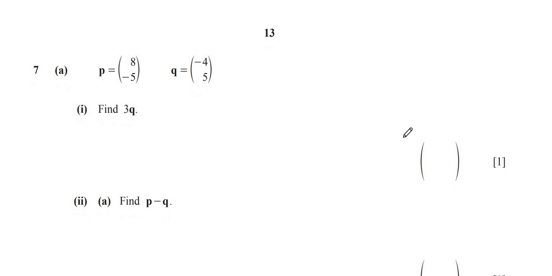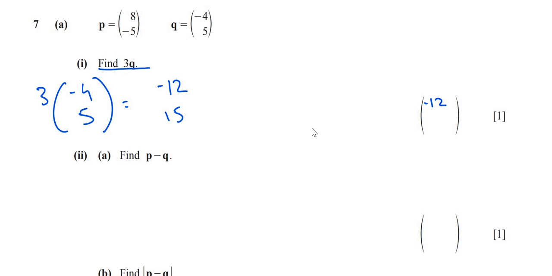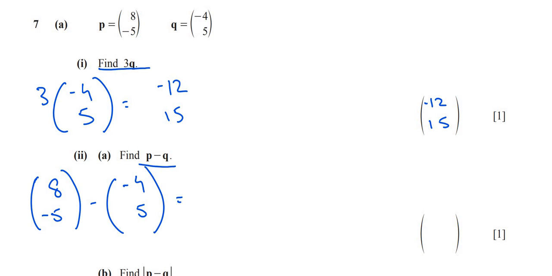Okay. Now let's move on to question number 7. Question 7 says find 3q. So 3 multiplied by q, which is (negative 4, 5). This becomes (negative 12, 15). So I will write (negative 12, 15). Then I need to find p minus q. P minus q basically means (8, negative 5) minus q, (negative 4, 5). Alright, so 8, negative negative is positive, 8 plus 4 is 12. Negative 5 minus 5 is negative 10. So it's (12, negative 10).